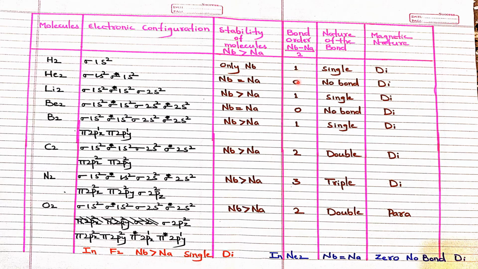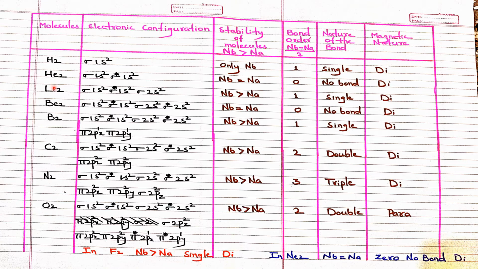Zero means no bond. A bond will not exist at all. When there is no bond, it is highly unstable. Therefore, from this MOT we can easily say that He2 will not exist, whereas H2 will exist. This is the beauty of the MOT. But from the VBT we can't say why He2 will not exist. From the MOT we can say with confidence that He2 will not exist because (Nb minus Na) by 2 equals 0. That indicates no bond. And all are paired, so it will not show any magnetic effect. So, diamagnetic.